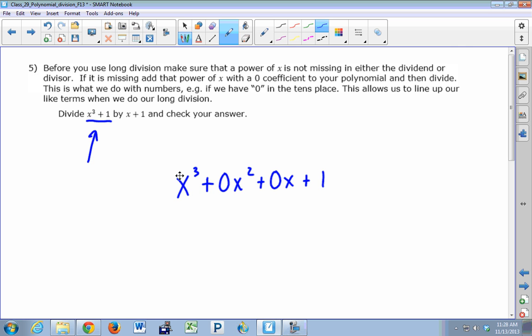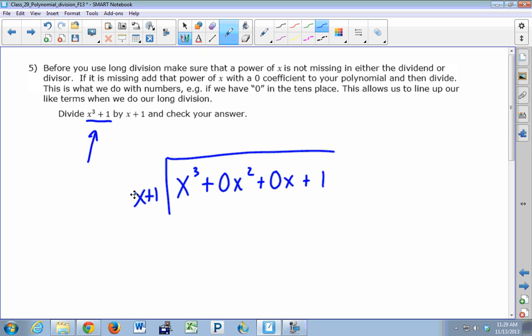Just like you would do if that was the number 1001. You would have 1001. Same is true with algebraic long division. And then out front you have x plus 1. Okay? So I'm not going to do this division for you, but that's what you would do.